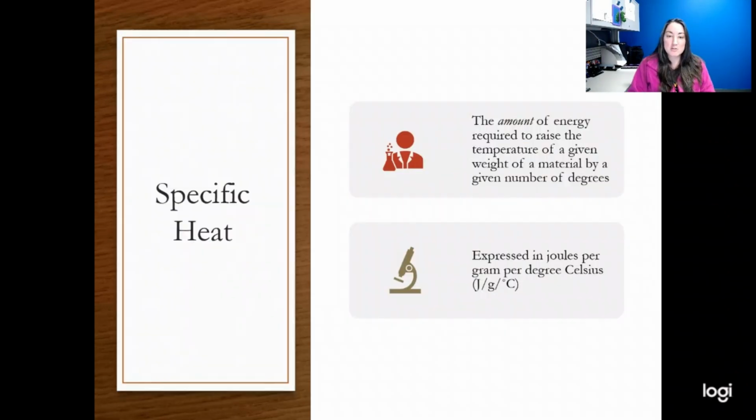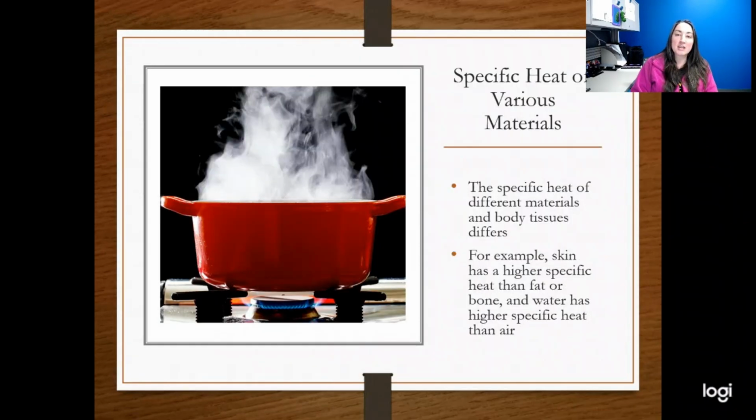Today we're going to talk about thermal agents and talk about specific heat and the modes that heat transfers. So specific heat is the amount of energy required to raise the temperature of a given weight of material by a given number of degrees. It's expressed in joules per gram per degree Celsius, J/g°C. And the specific heat of different materials and different body tissues differ. So skin has a higher specific heat than fat or bone. Water has a higher specific heat than air.